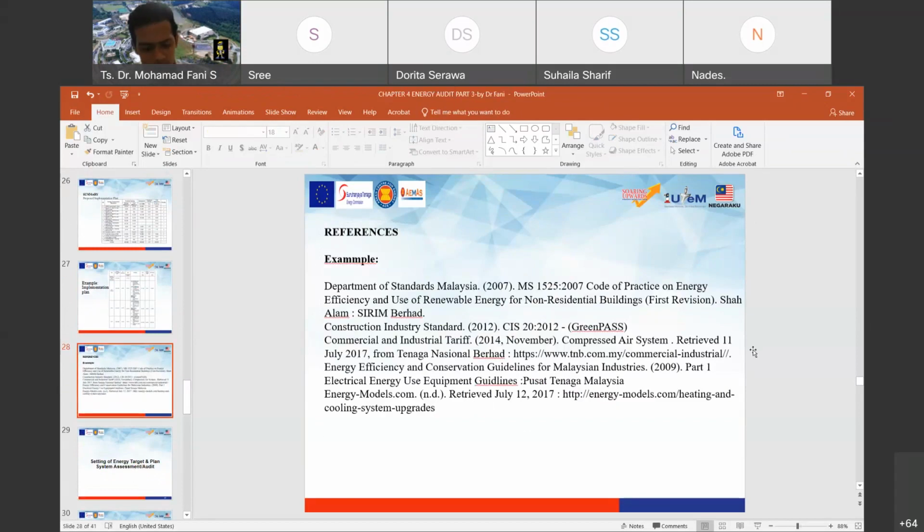Ada nak tanya? Tak ada. Semua dah siap ke? Report. Energy audit. On the way, Doktor. On the way. Ada yang dah turun ke plan tak?